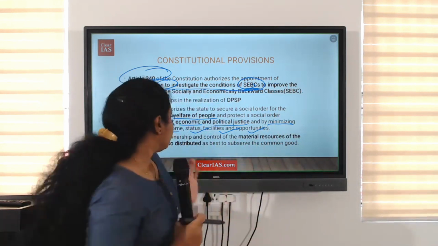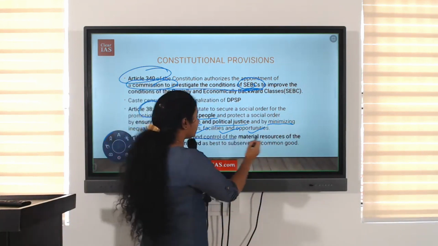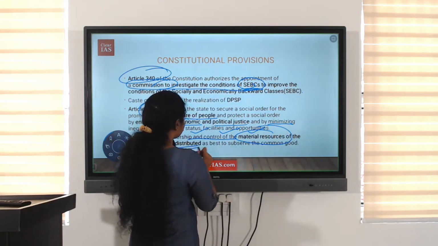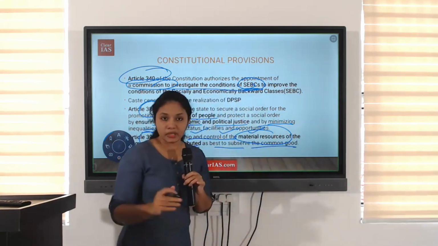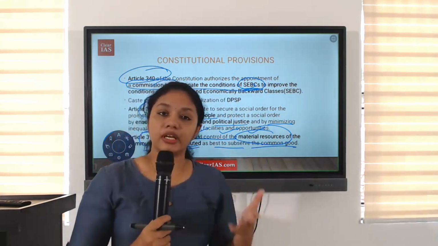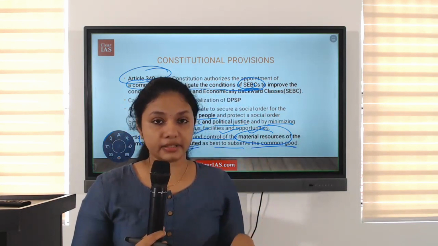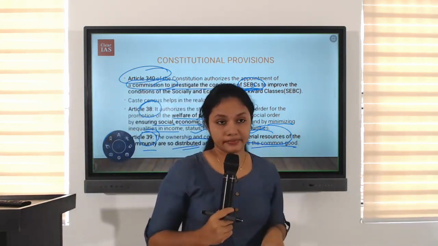Clear? Now, the next article is Article 39. The ownership and control of the material resources of the community are so distributed as best to serve the common good. Meaning, to identify the population and to distribute the material goods. Clear? So these are the constitutional provisions which support census.